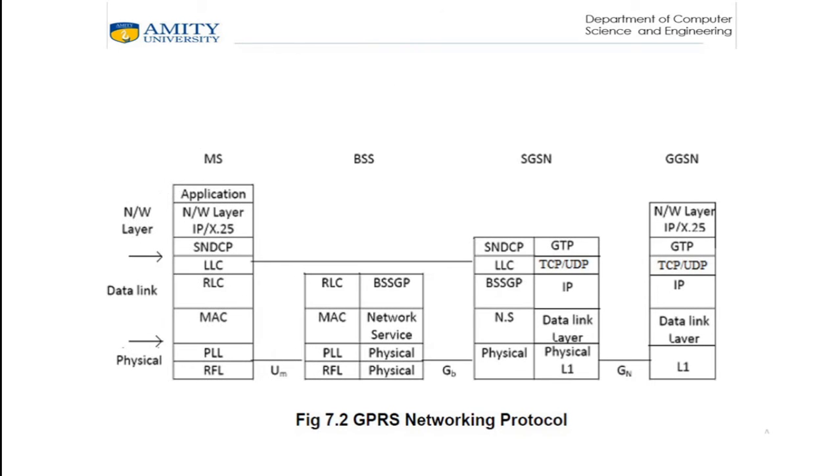This is the diagram of the GPRS network protocol. This is how the GPRS networking protocol is divided into MS, BSS, SGSN and GGSN, and how the data is interchanged between these. You can see there are network layer, data link layer and physical layer. The physical layer has two parts, PLL and RFL. The data link layer has three parts, LLC, RLC and MAC. And the network layer has three parts, application, network layer IP and SNDCP. So we go to the details of it, how this works.